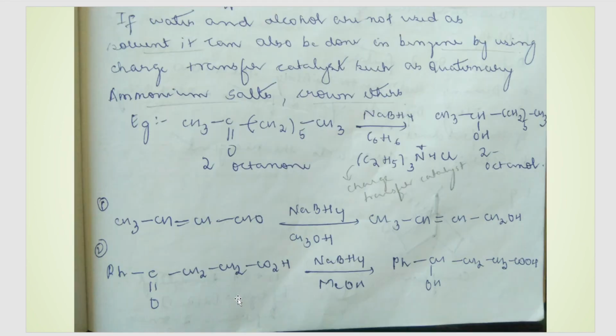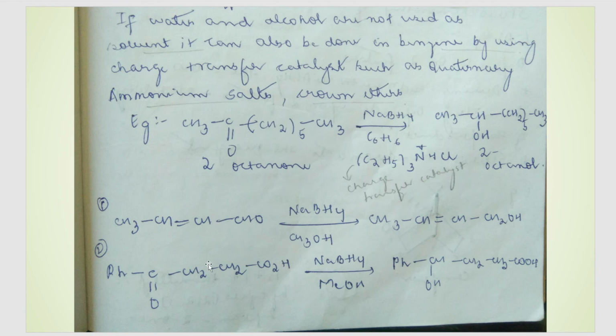This is the mechanism. In case water and alcohol are not used as a solvent in the sodium borohydride reduction, this reduction can also be done in the presence of benzene by using a charge transfer catalyst such as quaternary ammonium salts or crown ethers. Here they have given you an example of reduction of ketone to alcohol. It's done in the presence of benzene by using quaternary ammonium salts.